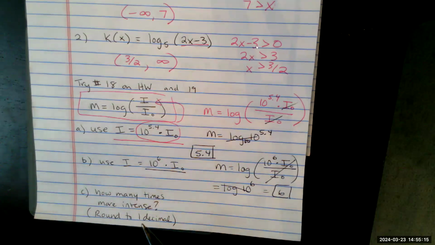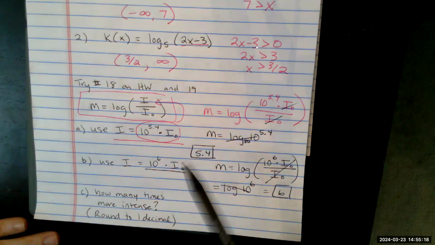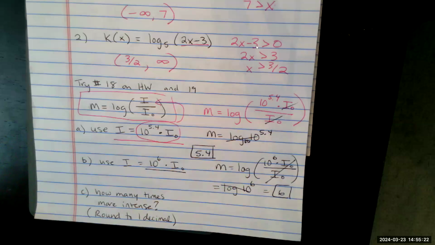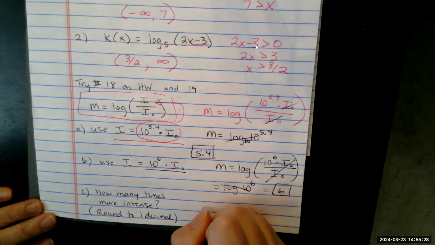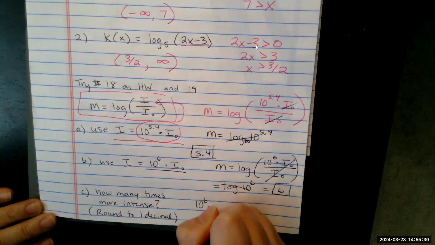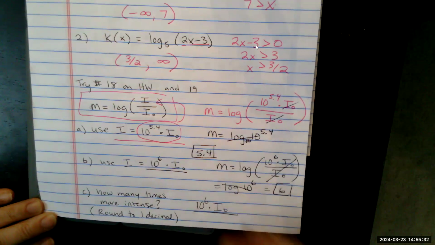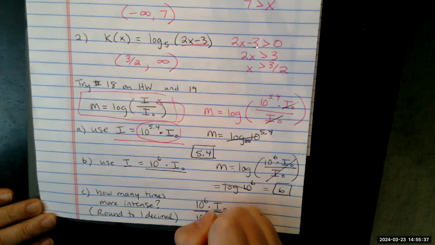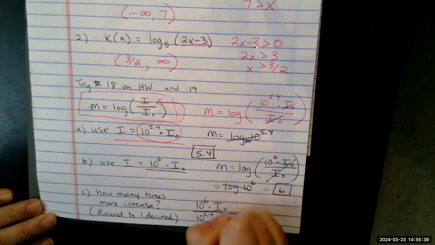Final question it's going to ask is how many times more intense was that second one than the first one? And if you're ever asking how many times more something is than something else, you always just divide. So we would take our bigger intensity, and to see how many times bigger it was than the other one, we just divide by the other one.